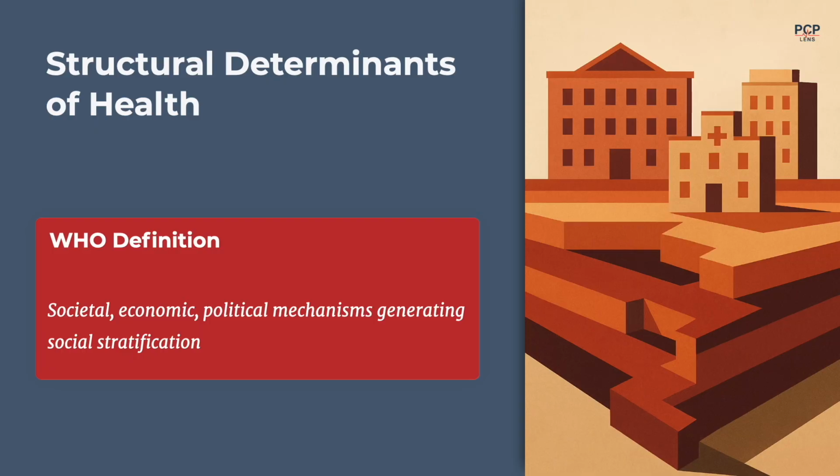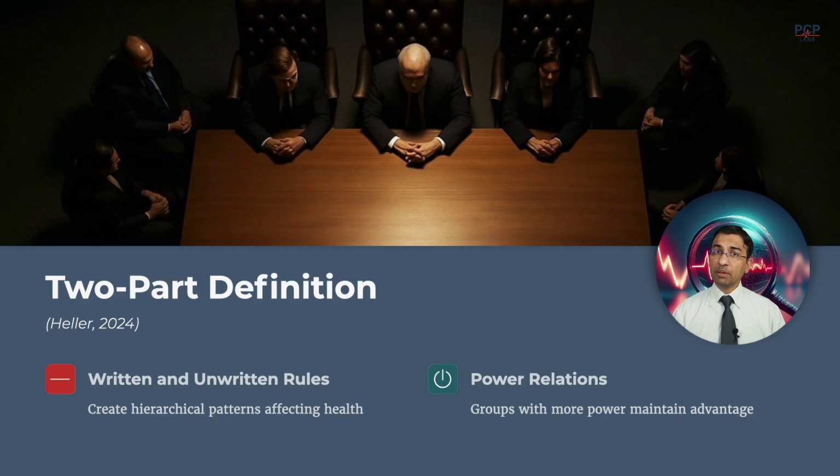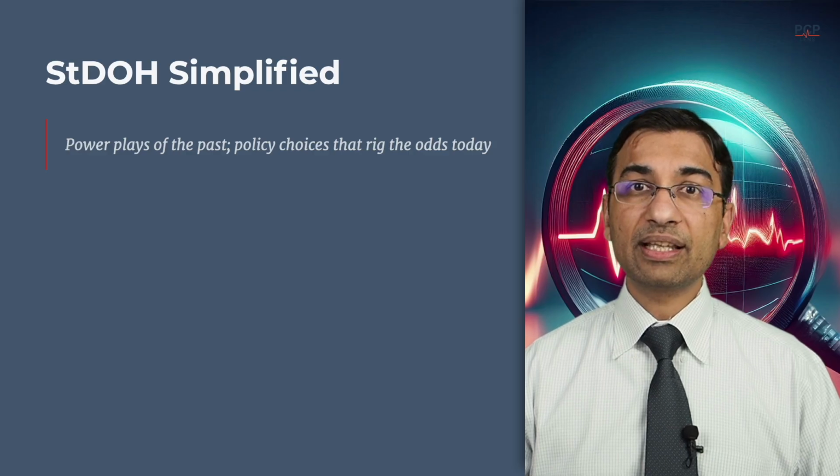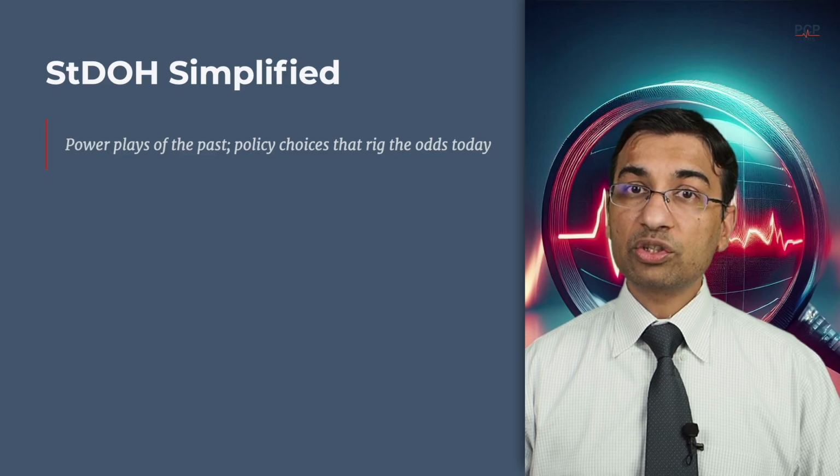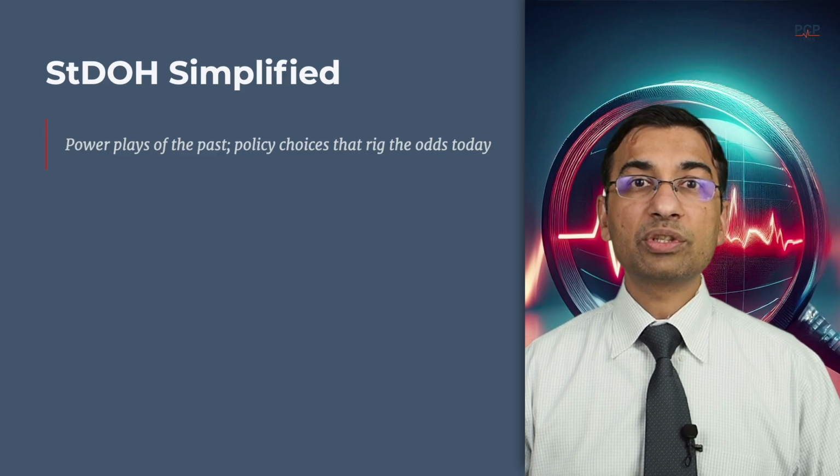Let's dive in. WHO defines structural determinants of health as the societal, economic, and political mechanisms that generate and maintain social stratification and inequities in society. In another paper published in 2024, Heller and colleagues proposed a two-part definition. The structural determinants of health are the written and unwritten rules that create a hierarchical pattern affecting health. And they represent power relations between groups, where groups with more power maintain an advantage by reinforcing or modifying rules that benefit them. Essentially, what structural determinants of health mean is that they are power plays of the past, where policy is codified to rig the odds in favor of those in power.